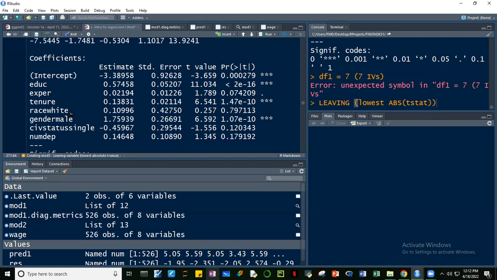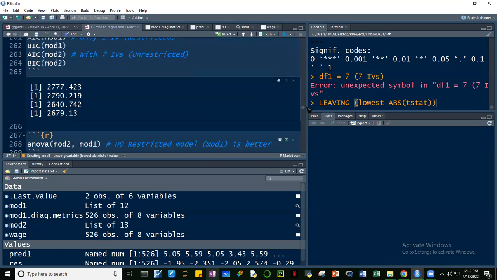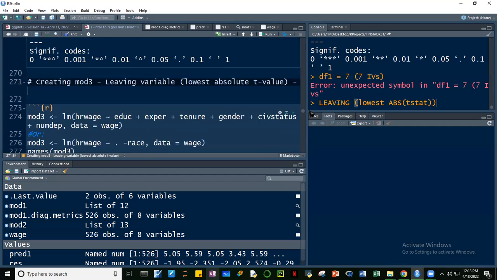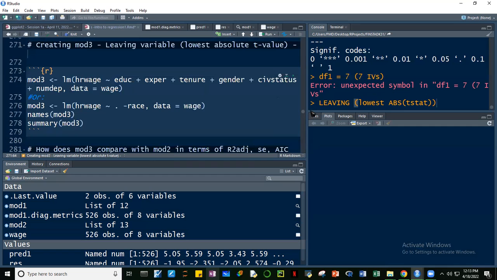Aalisin natin. So we're going to delete, remove race dun sa model natin. Okay, so let's go here. Ito na, no? Okay. So LM na tayo, hourly wage, education, experience, tenure, gender, civil status, number of dependents. So naging 6 na lang siya. No? Naging 6 na lang siya. Tinanggal natin si race. Kasi si race yung naging leaving variable natin.